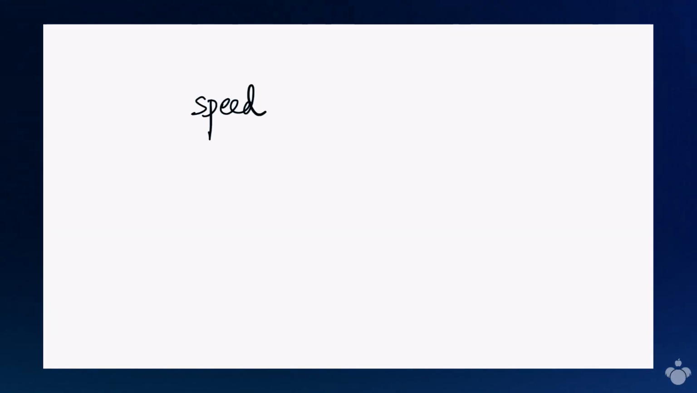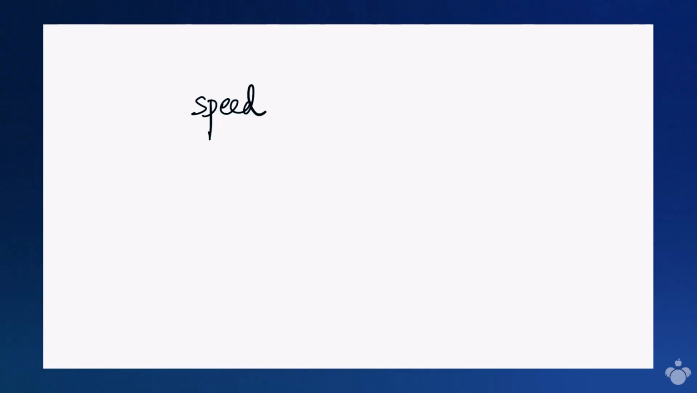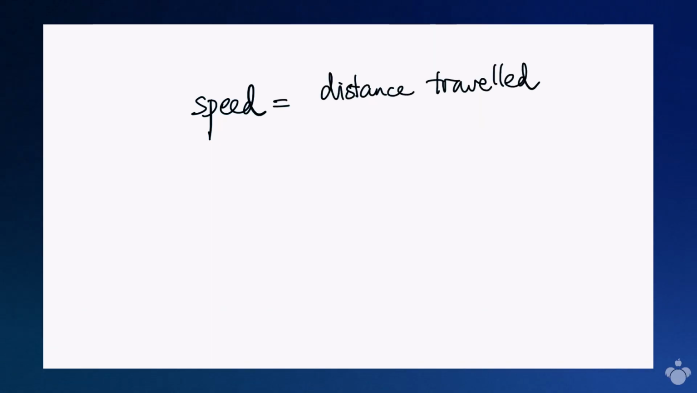Let's start by understanding the difference between speed and velocity. Speed is a measure of how fast an object is moving. It's a scalar quantity, which means it tells us only the magnitude, how fast, but not the direction. The calculation for speed is straightforward. It's the total distance traveled divided by the total time taken. This represents the rate of movement.